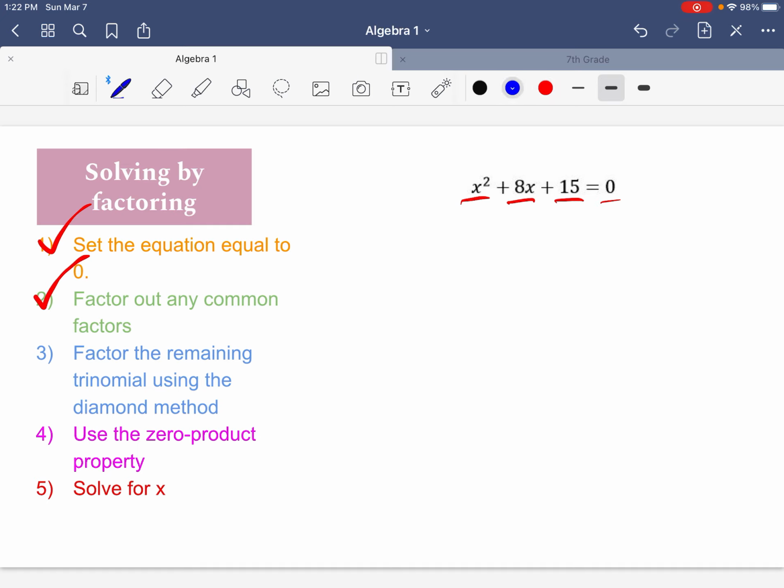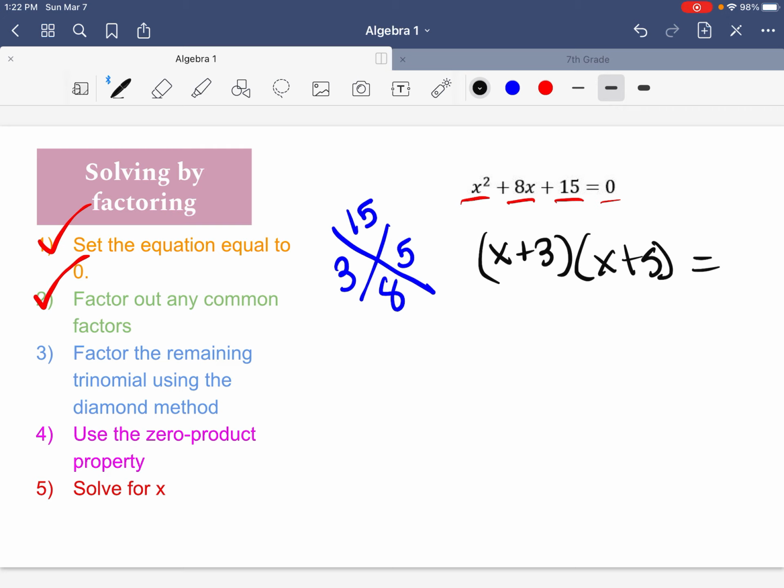Step 3 is factor the remaining trinomial using the diamond method. So I need two numbers that multiply to give me 15, but add up to 8. Excellent. If you said 3 and 5, you are correct. So my two factors are x plus 3 and x plus 5, and those both equal 0. Then it says use the zero product property. So that's when we say x plus 3 equals 0 and x plus 5 equals 0.